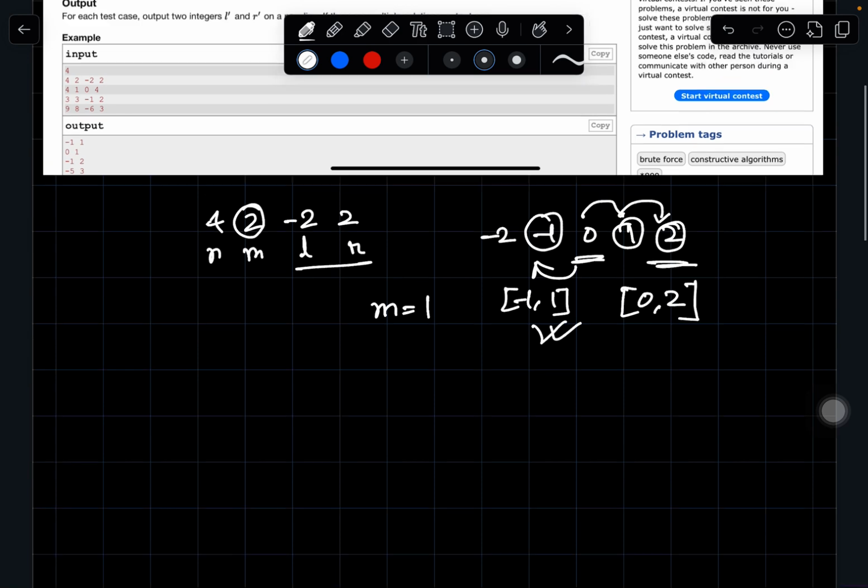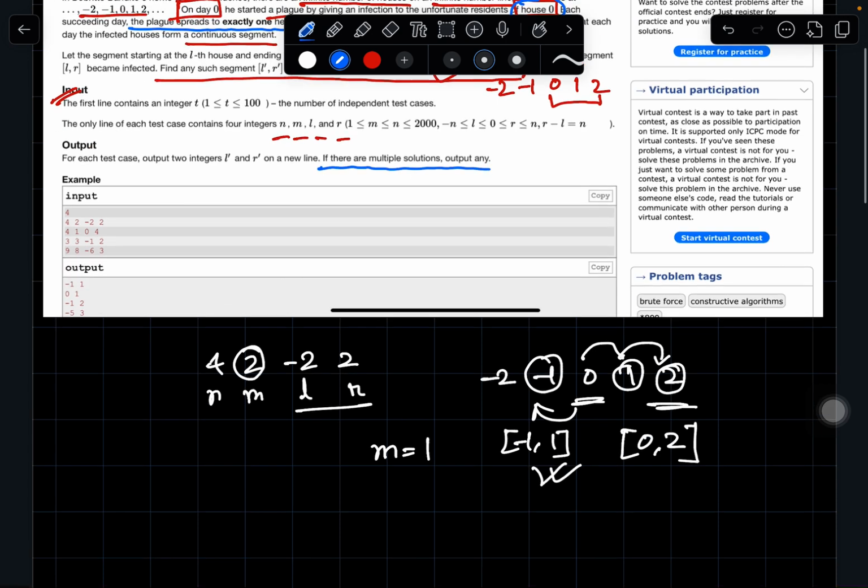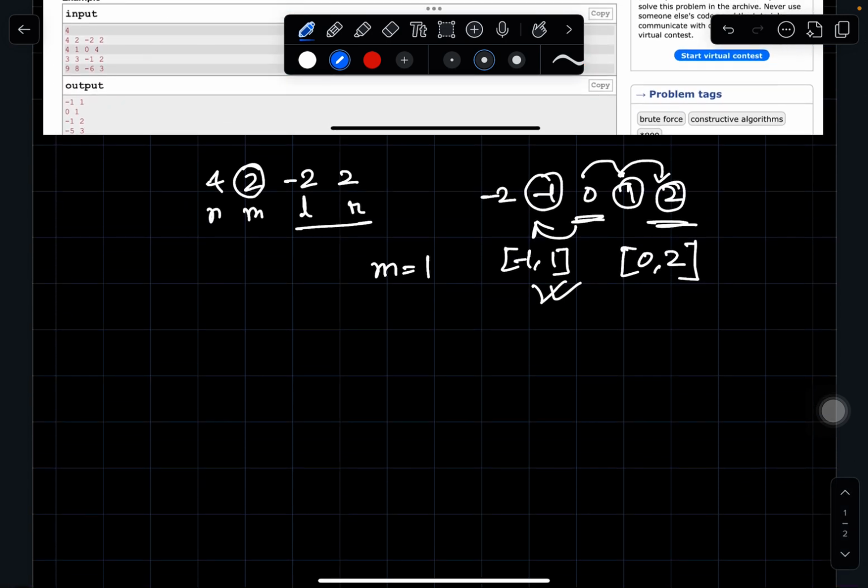You can already see that there are two outputs here. Why? Because the question says that if there are multiple solutions, output any. So there can be multiple solutions for a single test case. Here in this case I have two solutions, or I can start with the left part here, not the right part. There can be multiple solutions here. So in this case the answer is this one. So let's take another example.